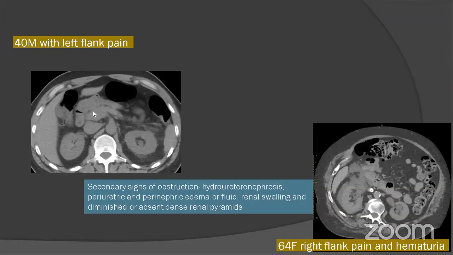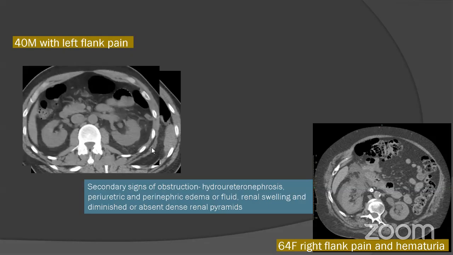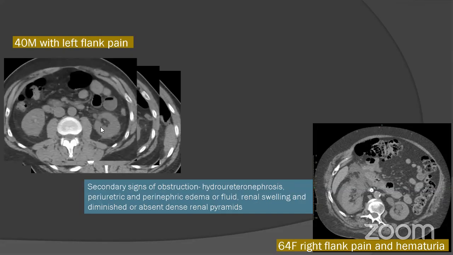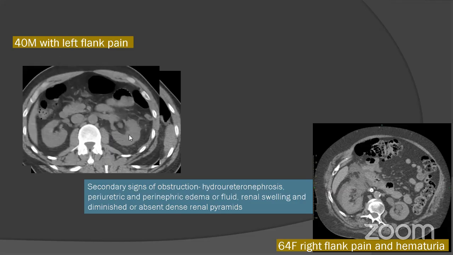Now, another patient with flank pain on the left side, and I just want you to carefully look at the other signs of urinary tract obstruction on non-contrast CTs. Like in this one, there is mild fullness of the calyceal system, there is perinephric edema, and as you go further down, there is periureteric edema also. And notice how the kidney is slightly swollen compared to the normal side.